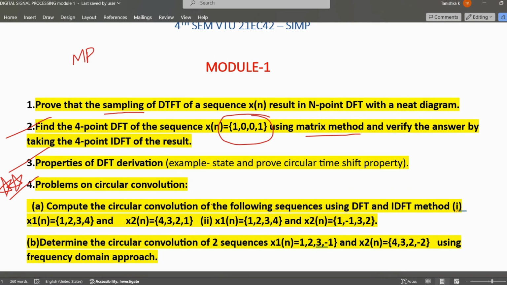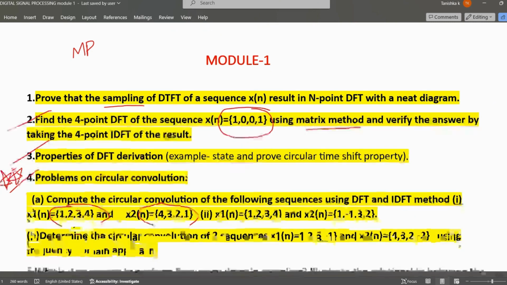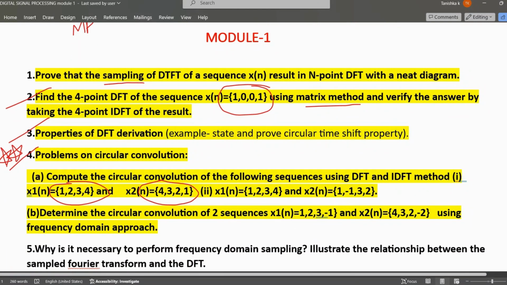Compute the circular convolution of the following sequences using the DFT and IDFT method. In this type of problem, they will give you two sequences for which you have to find the circular convolution. And again, here also the sequences can be different, not the same. This sequence I have taken from the model paper. Okay, the values will never be the same, there might be differences in the values.